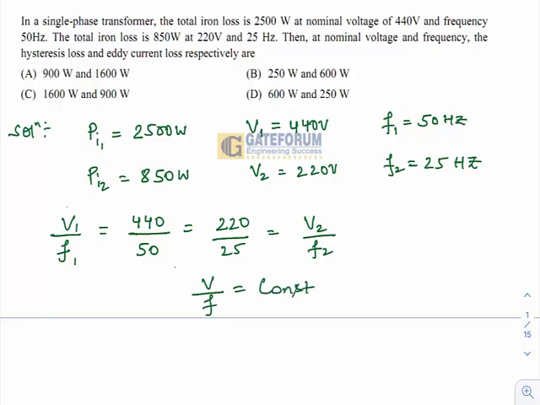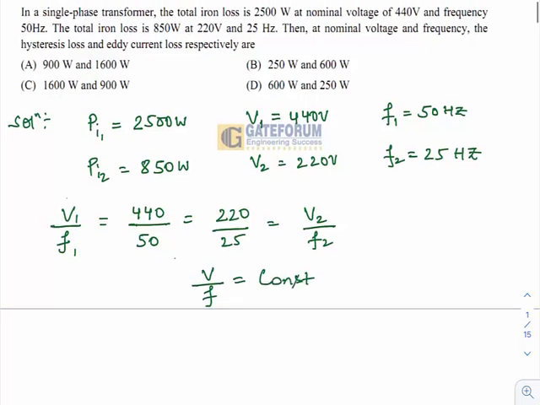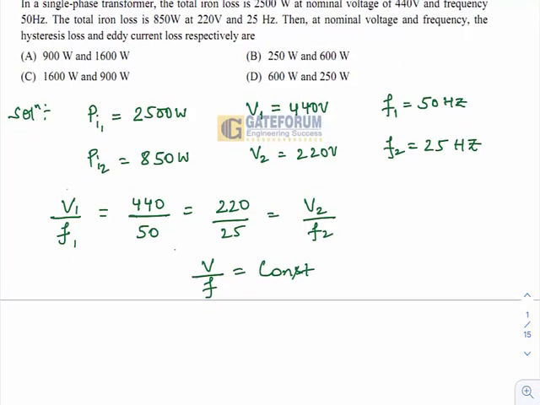Now if V by F is constant, then I know that the hysteresis loss and eddy current loss are independent of voltage and they will be only dependent on frequency. So hysteresis loss is directly proportional to frequency and eddy current loss is directly proportional to frequency square. So from here we can write PH equal to AF and PE equal to BF square, where A is the hysteresis loss constant and B is the eddy current loss constant.